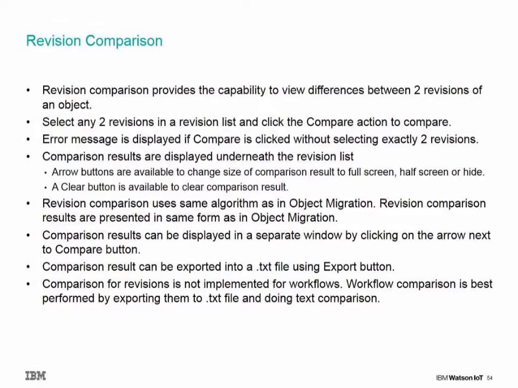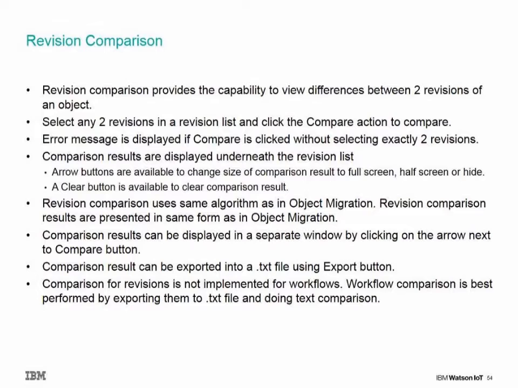To do this, you would select exactly 2 revisions in a revision list and click the Compare action. The result will be displayed underneath the revision. The results contain arrow buttons to change the size of the results to full screen, and you can also use the Clear button so the results can be cleared.